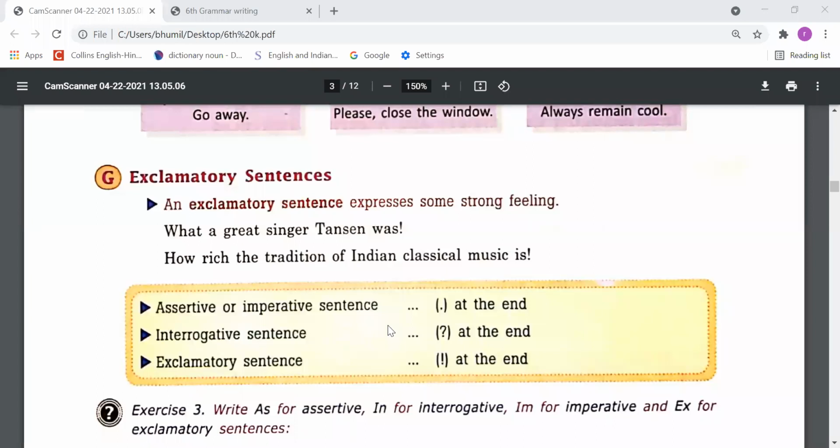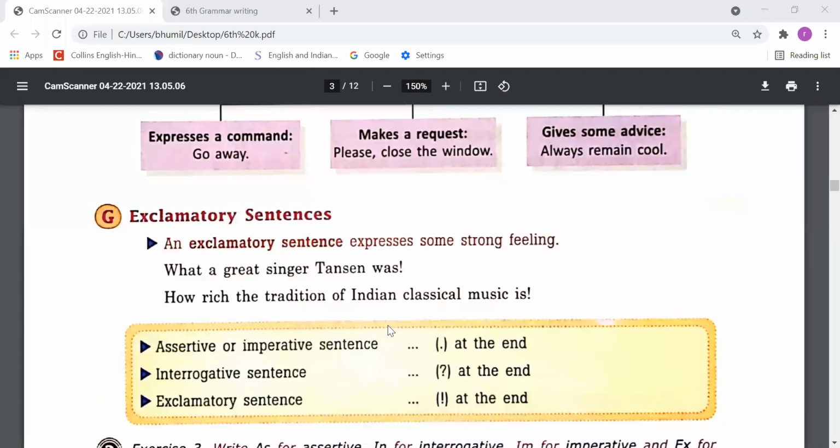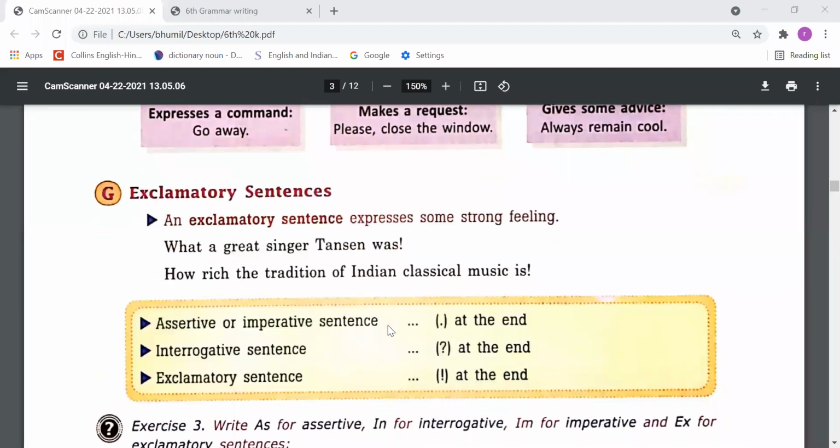Interrogative: question mark at the end. Exclamatory: exclamation mark at the end. So dear student, now we have to understand exclamatory sentences. When we like or dislike something with a strong feeling, we express our emotions. Those types of sentences are called exclamatory sentences.